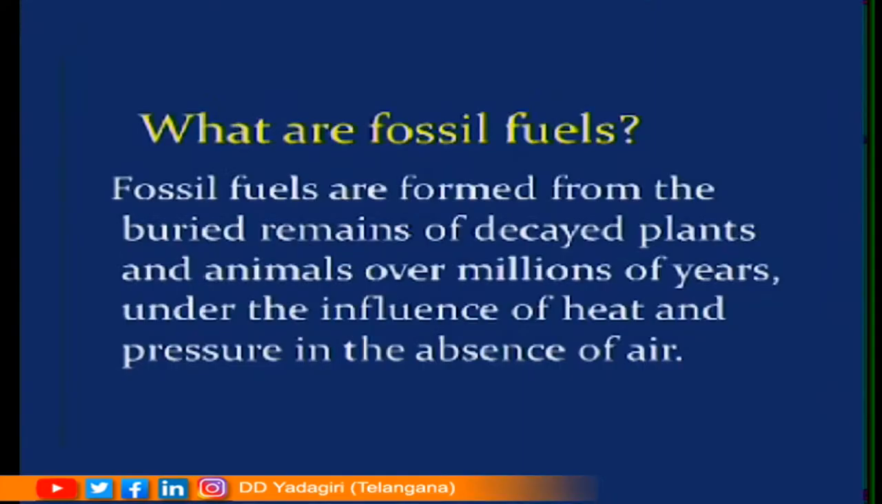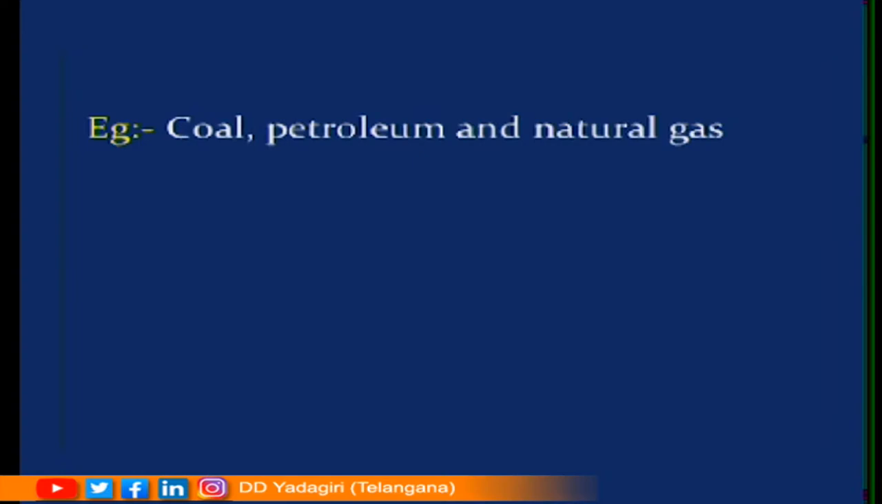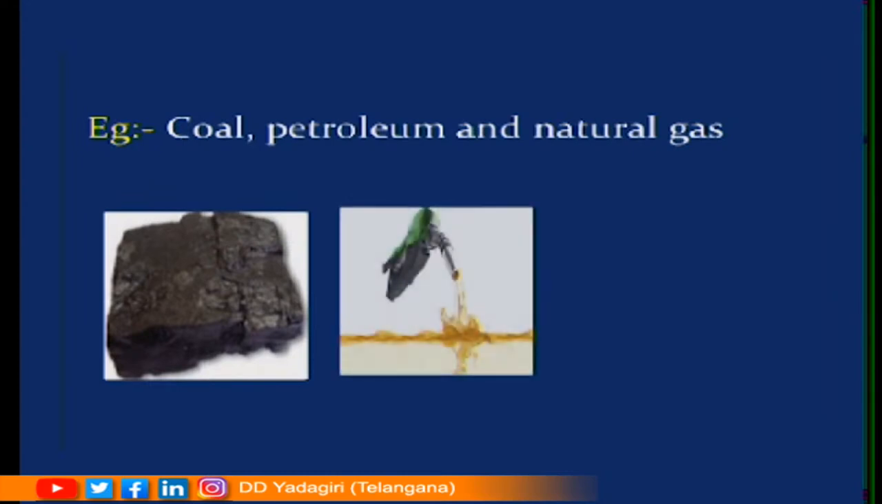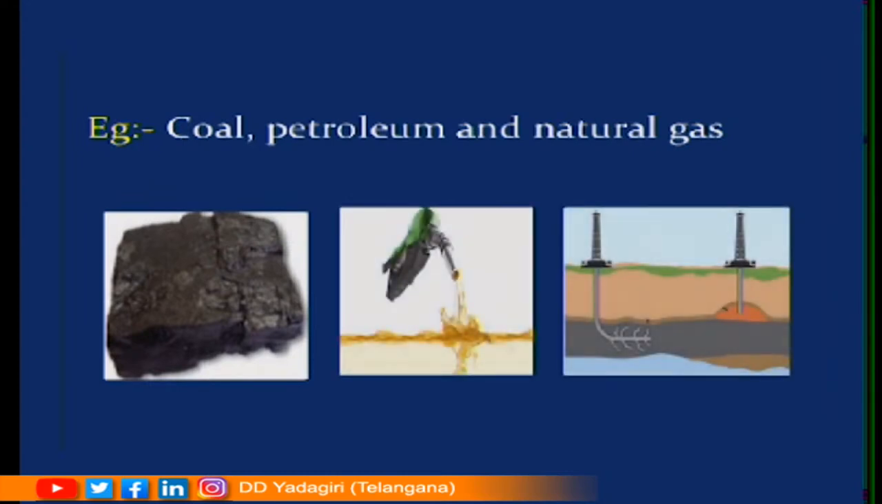The sedimentation of them keeps on going for several millions of years. In that way, the pressure on them increases under the earth crust. Due to the heat and pressure, slowly they will be turned into coal or petroleum. These are nothing but fossil fuels. Examples: coal, petroleum and natural gas. Now, you see, it is coal, petrol, natural gas.